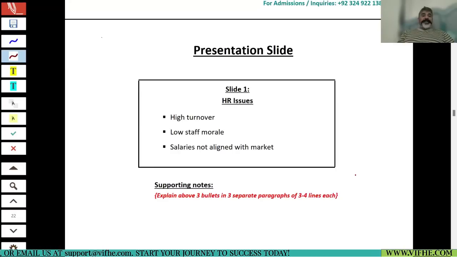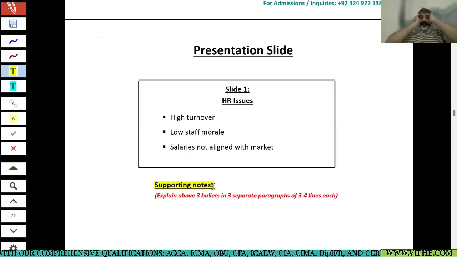Have you seen any real life presentation? The slides will just have bullet points or talking points. There will be no explanation or lengthy stories on the slide. Why? Because the person who is presenting, the speaker, will be talking about those points verbally, right? So the slide itself will only have key points or key pointers or key bullets. Where will be the explanation? The explanation will be under supporting notes.